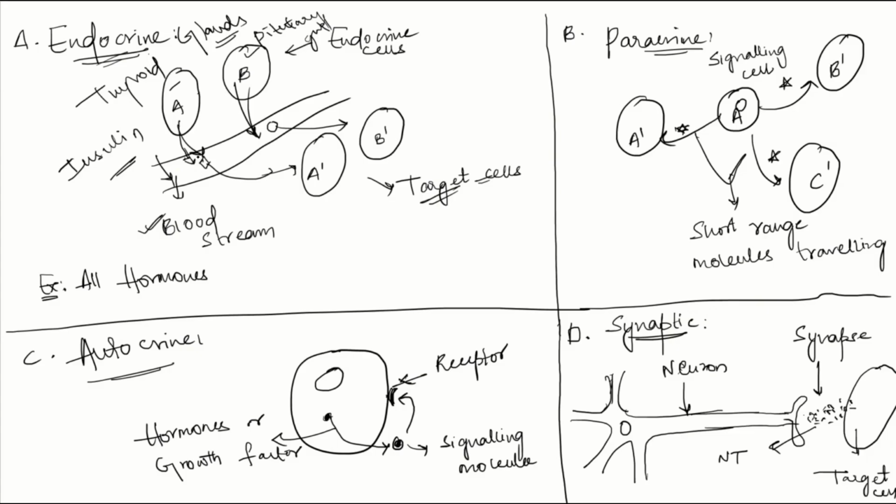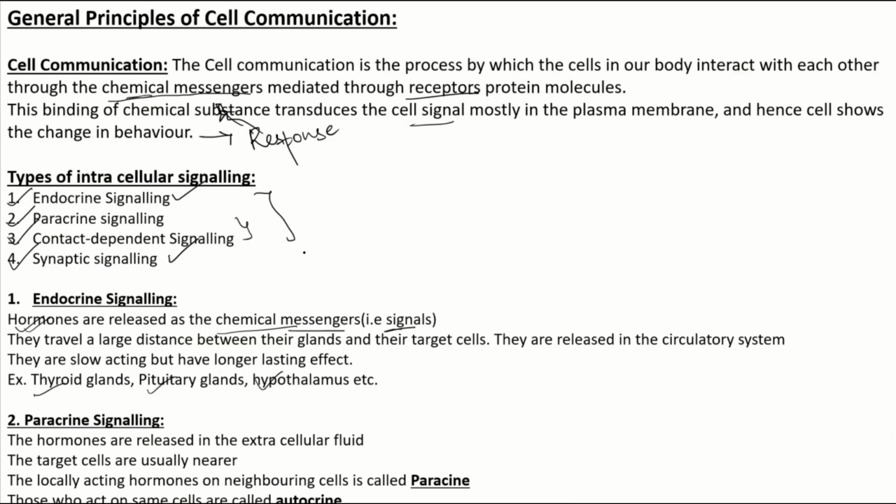Okay, they release their signals into the bloodstream. They travel a large distance between the glands and the target cells. They are released in the circulatory system. As I said, they are slow acting but have a longer lasting effect.